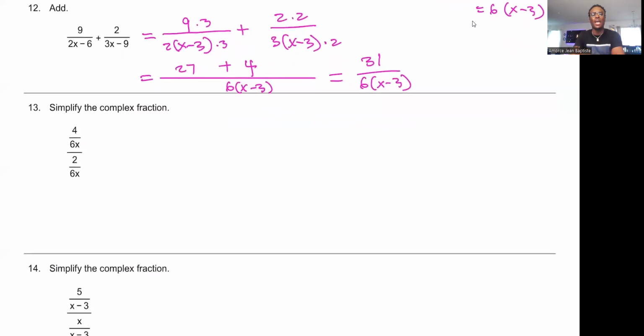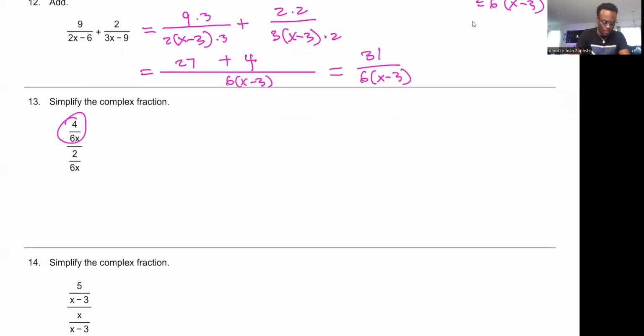How do you divide fractions? You keep, change to multiplication, and then flip this one.